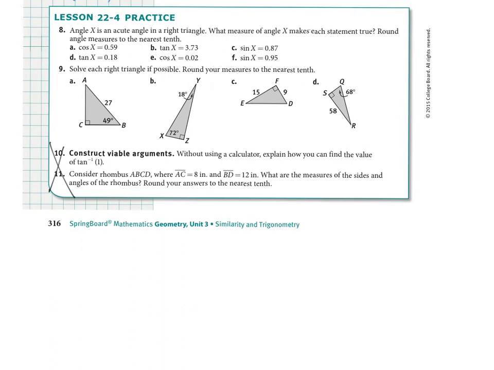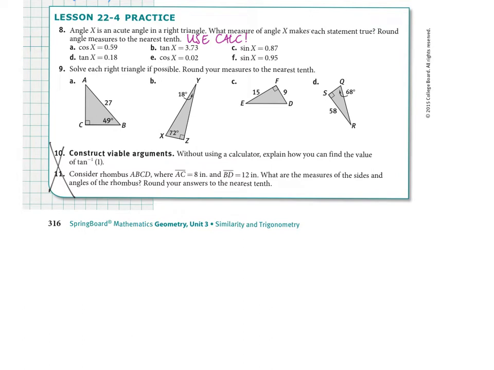So number 8 says angle X is an acute angle in a right triangle. What measure of angle X makes each statement true? It says round angle measures to the nearest tenth. So here, if we look at these problems, we can see that we're looking for the angle measure. We're given the ratio, right? The adjacent over hypotenuse for cosine, the opposite over adjacent for tangent, the opposite over hypotenuse for sine. So we're actually going to have to use our calculators here. So I'm going to make a note that says use calc, all right?